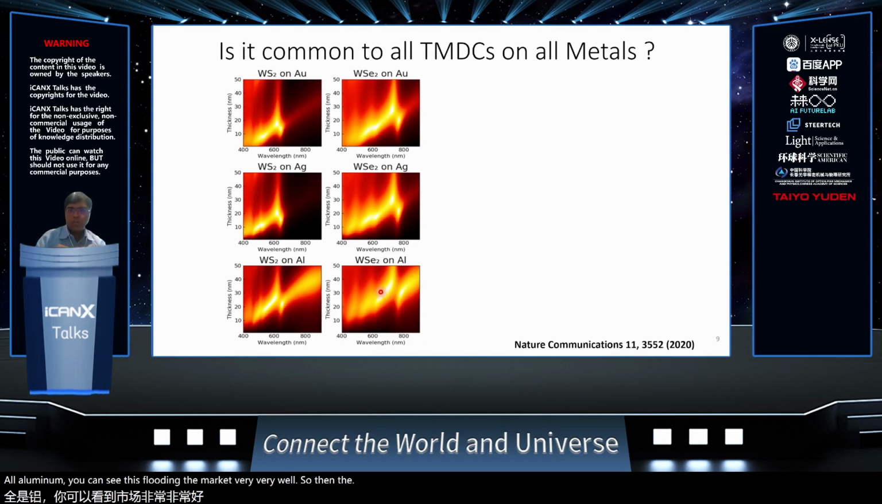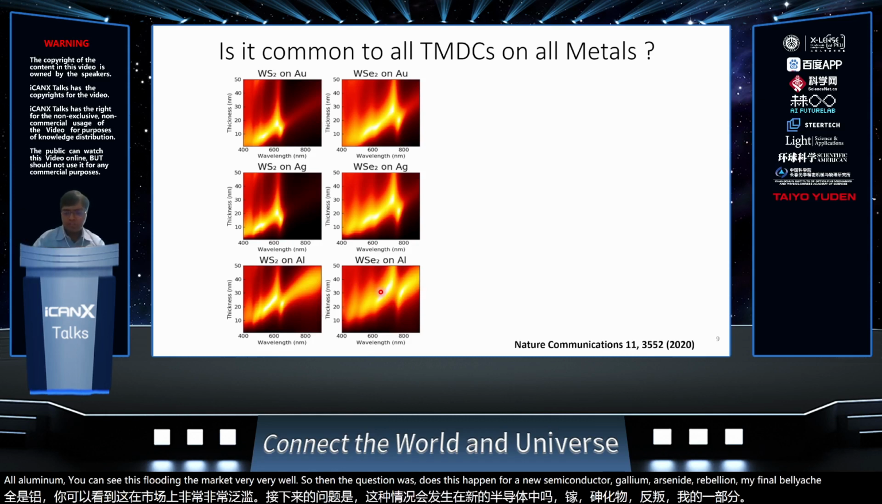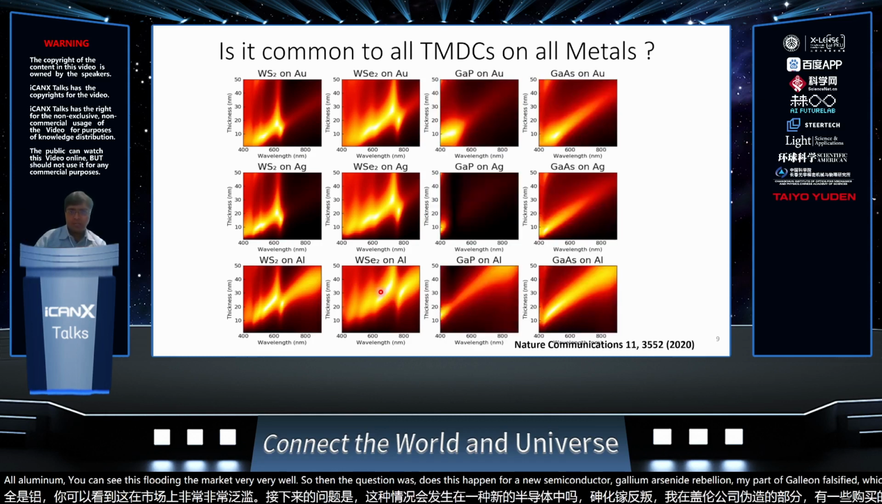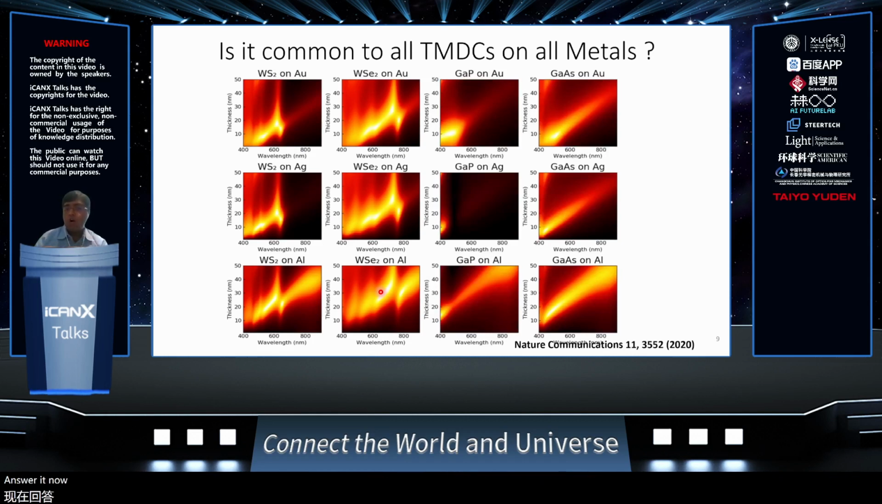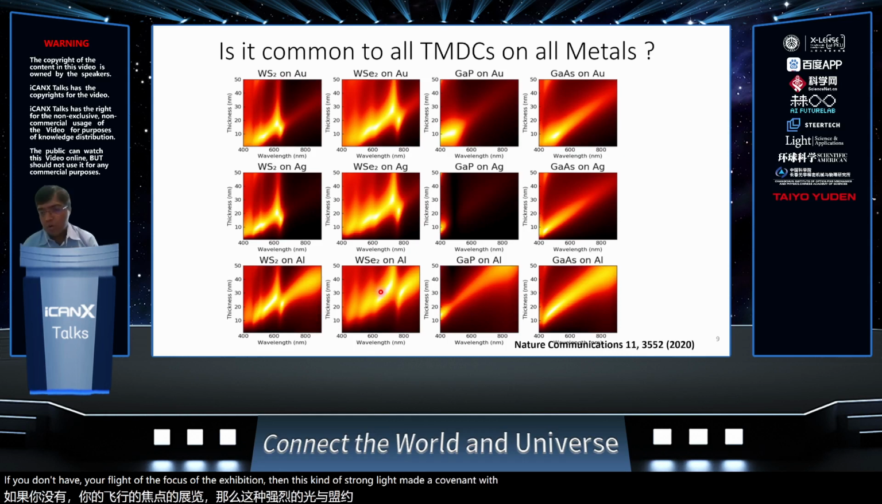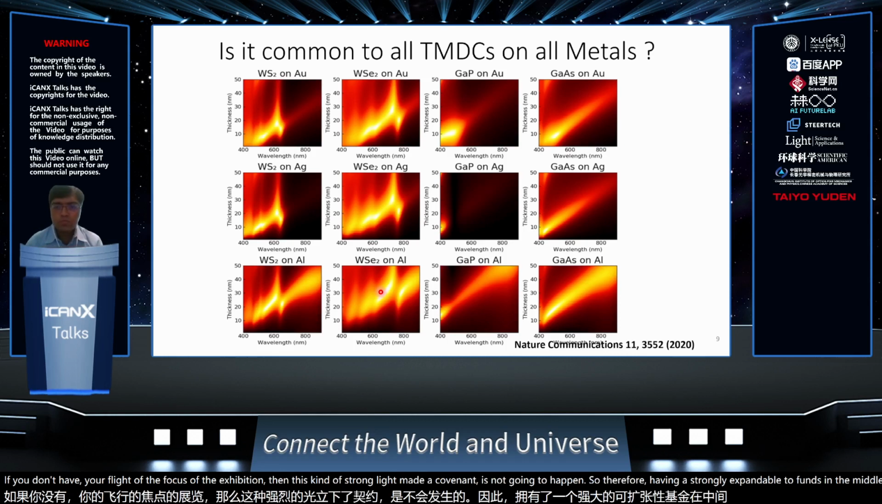So then the question was, does this happen for 3D semiconductors such as gallium arsenide or gallium nitride or gallium phosphide, which have similar band gaps as these TMDCs? The answer is no. We were not able to see this kind of splitting occur in these 3D materials. The reasoning behind this is that you do want the optical dielectric function, or the oscillator strength, to be focused into the excitons. If you don't have the oscillator strength focused into the excitons, then this kind of strong light-matter coupling is not going to happen. So having a strongly excitonic response in the material is quite important to observe this.